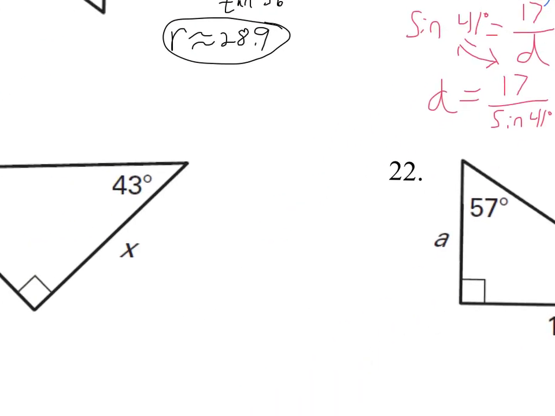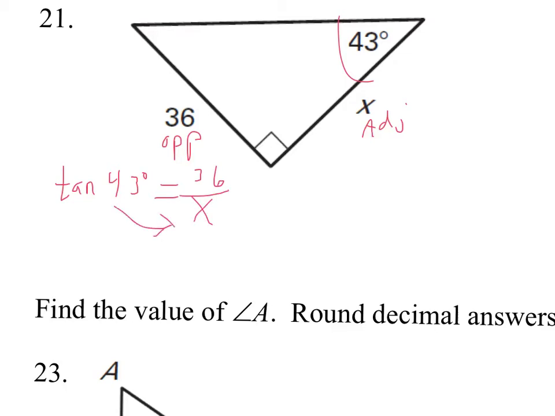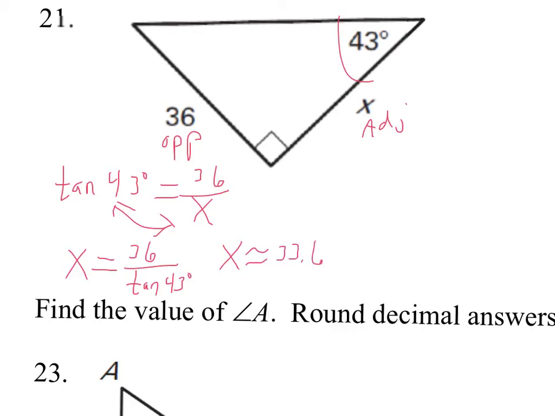All right. Number 21. We just have a single x there. And using what's given, x would be the adjacent to 43. And 36 is the opposite. So by now you should know that would be tangent. The tangent of an angle is opposite over adjacent. So tangent of 43 is 36 over x. X is on the bottom, so I'll make the switch. So we'll say x equals 36 over tangent 43. And when you type that in, you should get 33.6.